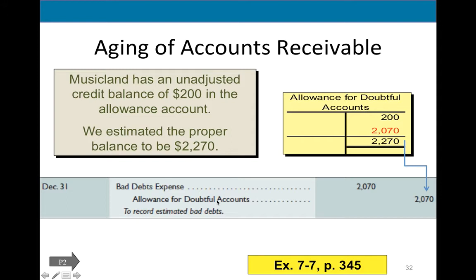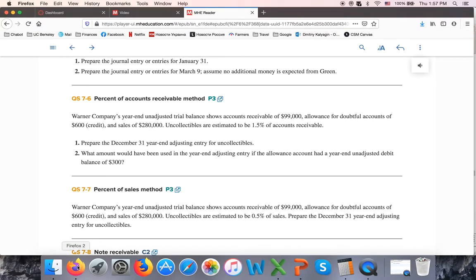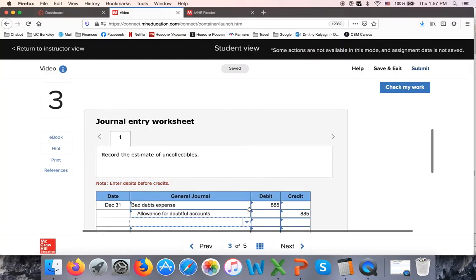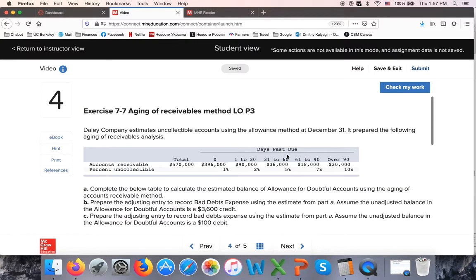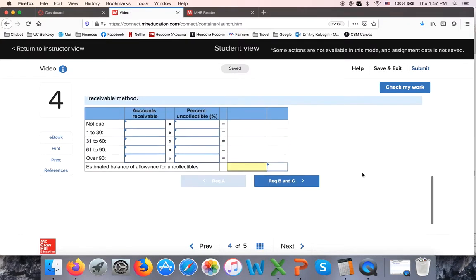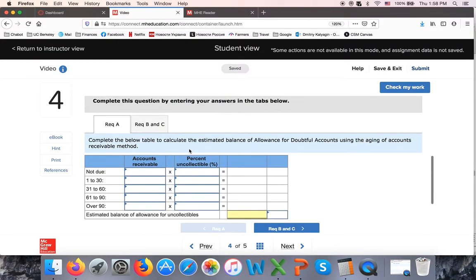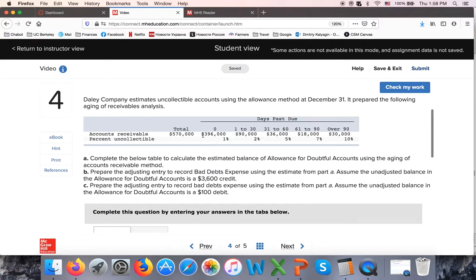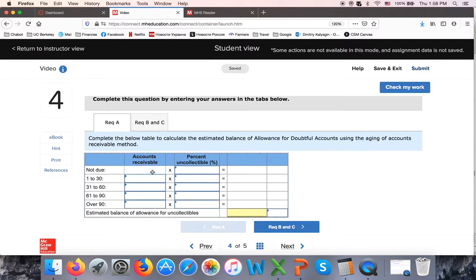Okay, let's practice together. Let's go to page 345, exercise 7-7. This is not a hard method at all. Students usually understand it right away. Okay, so total receivables, these are 1, 2, 3, 4, 5 groups. These are different percents uncollectible. Let's multiply each group. So accounts receivable not due, I'm just going to take amounts from right here, $396,000, and I'm going to multiply it by 1%. Oh, it multiplies it for me, perfect.